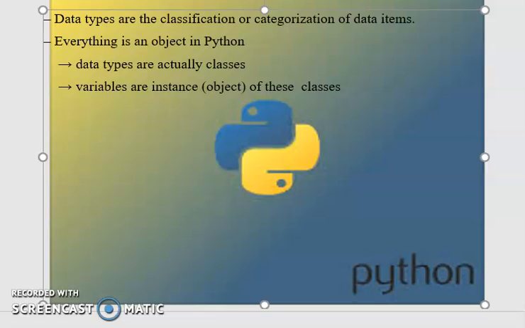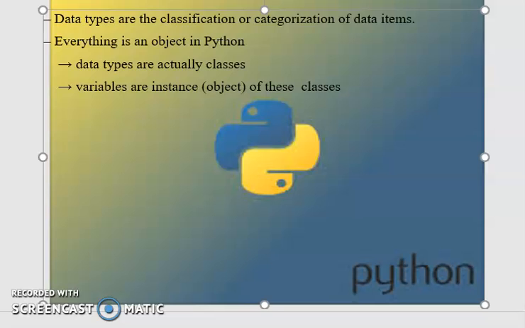Morning students. Today we will start our topic, data types in Python. So, what is a data type? Here in Python the data type is something similar to the class and object concept. Data types are the classification or categorization of data items.